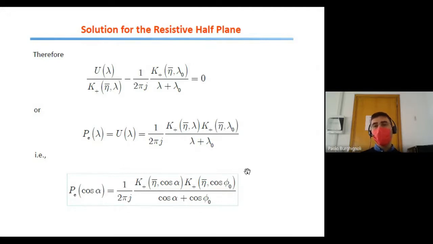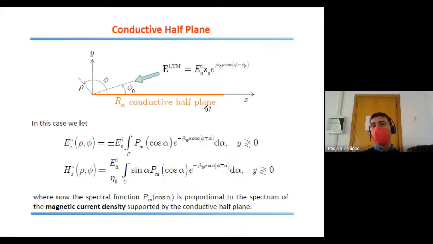Something very similar can be done dually if you have instead a conductive half plane. Everything else is the same, so we again have a TM polarized incident plane wave. The difference is that now the electric field will be discontinuous across this sheet because now there is a magnetic current density that flows there instead of an electric current density, whereas the magnetic field, or better, the tangential magnetic field, will be continuous. So as you can see in the plane wave spectrum representation, we now have a double sign in the electric field, whereas we don't have that in the magnetic field.